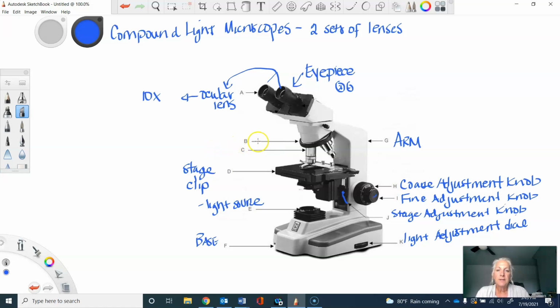All right. The next thing we want to look at is this thing called the nose piece. That's at B. The nose piece is a thing that goes around. It can be turned. And on it are these things called the objective lenses. This is the second of the two sets of lenses, the objectives. There are usually 4, sometimes 3 objective lenses on the nose piece. Our microscopes have a 4x objective, and that's called the scanning lens.